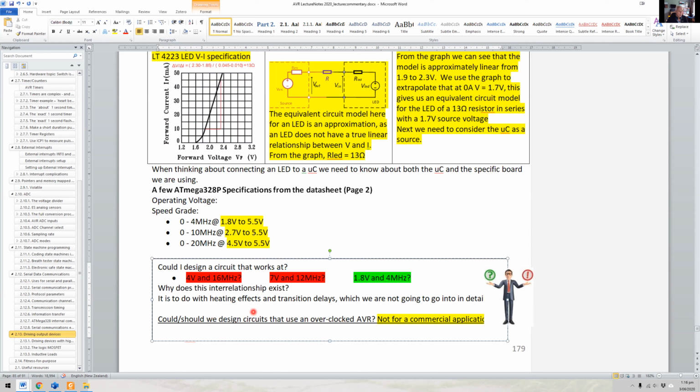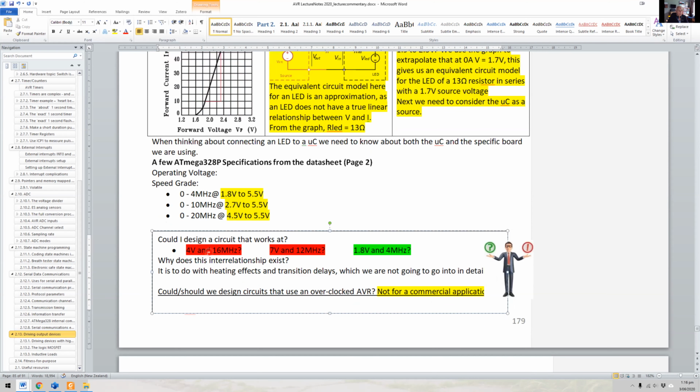But just suffice to know that if you're going to run a microcontroller at 16 megahertz, which is what we're doing with our ATmega boards, the Nano board, the Arduino Uno board, they're running at 16 megahertz. So we can't run them down at these lower voltages. They have to be run at the higher voltages.